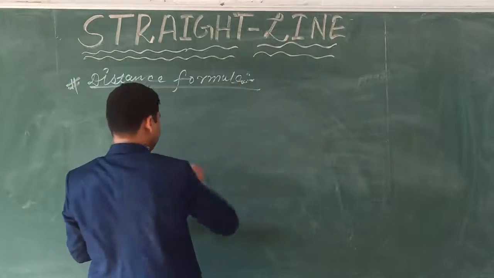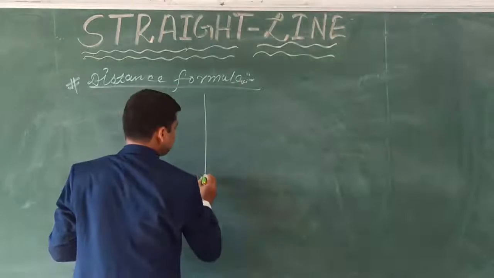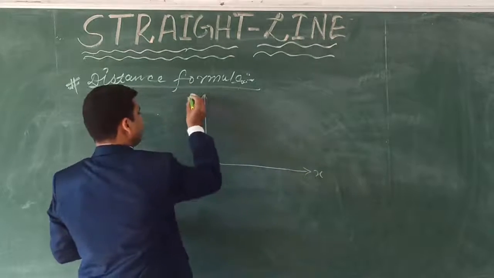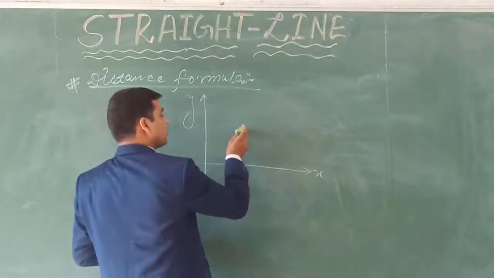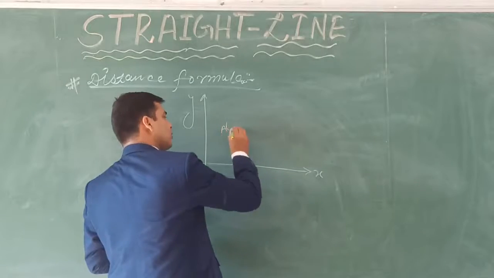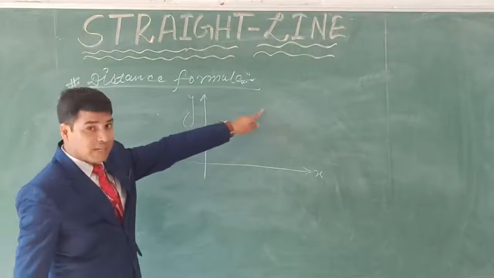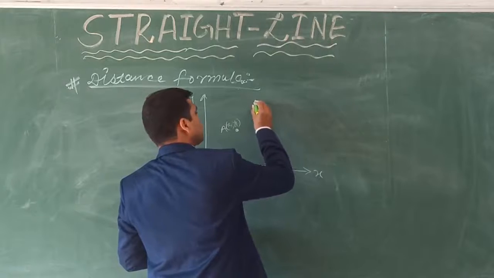Distance formula. Now see this here. Again, same thing. This is the x axis, and this is the y axis. Now see this. Suppose I am going to consider a point here, A. The name of this point is A, and its coordinates are x1, y1. Now one more point I am going to consider, here B.